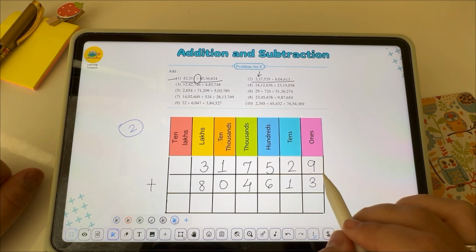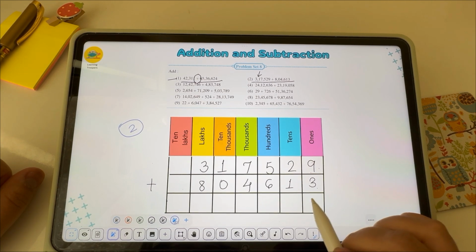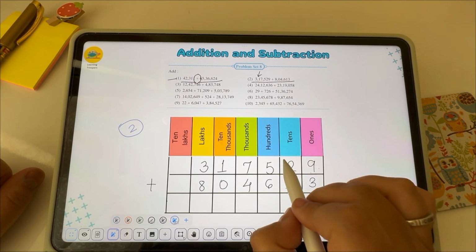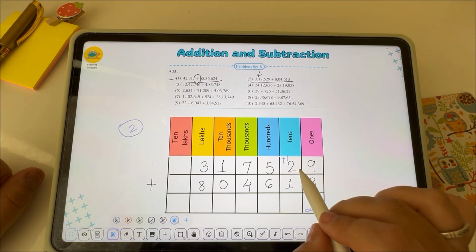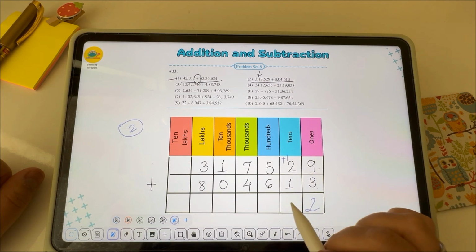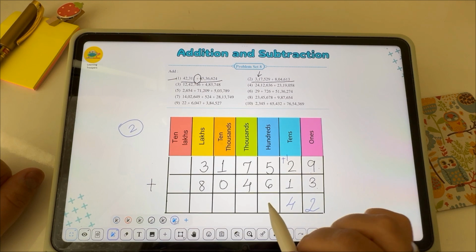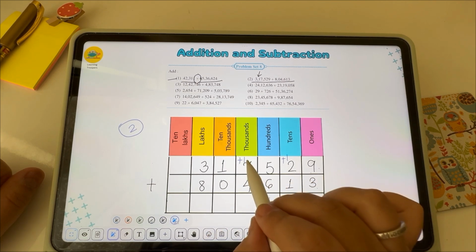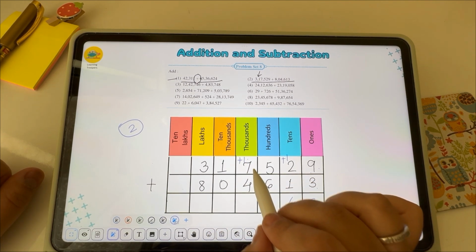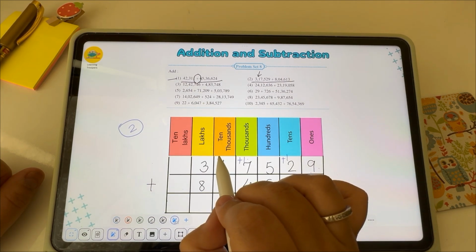Now let's solve. 9 plus 3 is 12. So write 2 below, carry over 1. 1 plus 2, 3. 3 plus 1, 4. 5 plus 6 is 11. Write 1 below, carry over 1. 1 plus 7 is 8. 8 plus 4 is 12. Write 2 below, carry over 1.